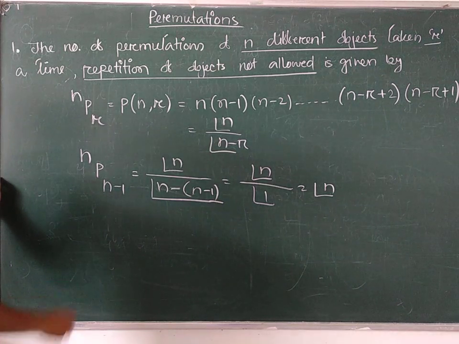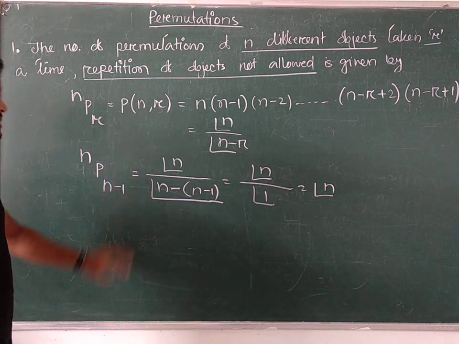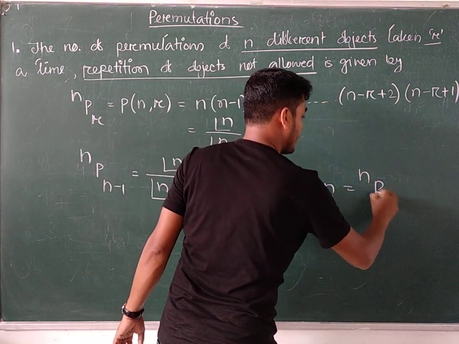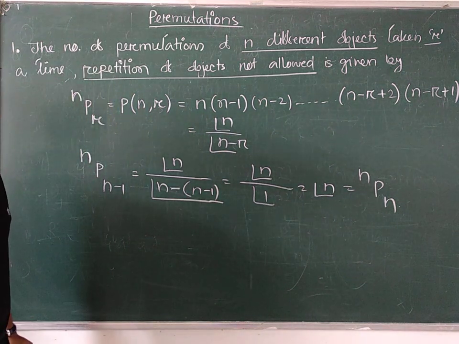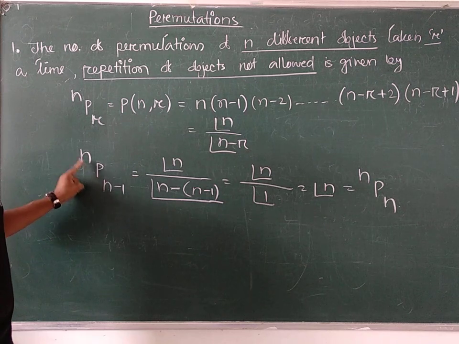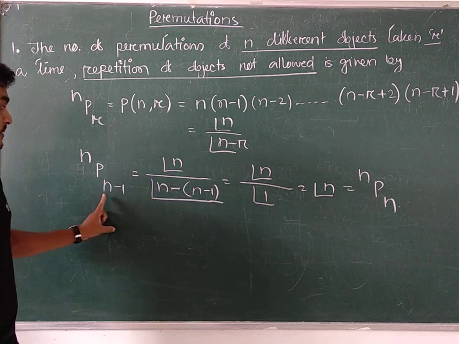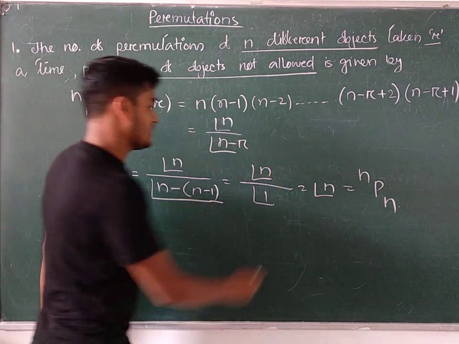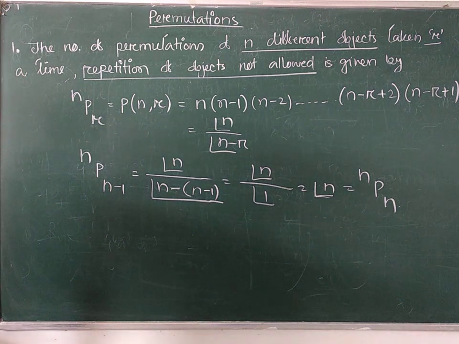Is it clear? That means you can easily say that n plus 1. Are you getting my point? That means this is nothing but nPn, and nPn minus 1. Is it clear? nP(n minus 1) is equal to factorial of n divided by factorial of n minus r. What is the value of r here? n minus 1. So you can easily say that factorial of 1 is equal to factorial of n, which can be written as nPn also.